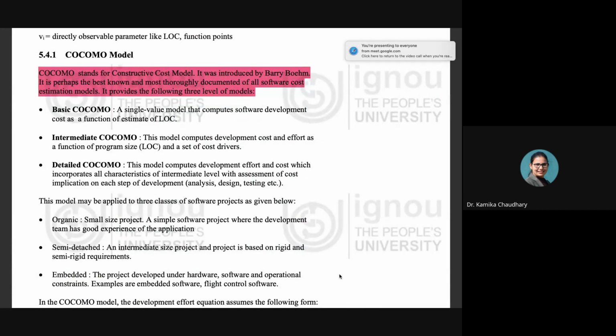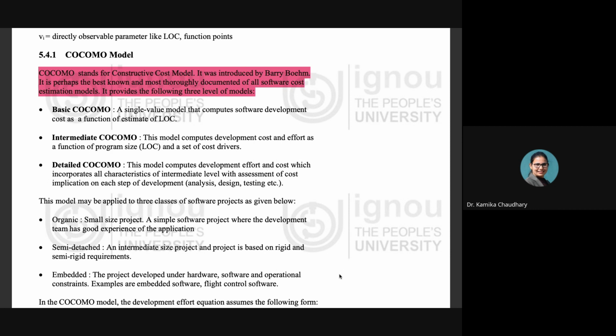So, discussing these levels of the COCOMO model, what happens in the case of the basic COCOMO model? In this case, it is a single value model that computes the software development cost as a function of the estimate of LOC only. The estimate of the cost is made on the basis of the estimate of your LOC, or the lines of code, only. It just computes the software development cost on the basis of the lines of code present in your software. That is what is considered in the basic COCOMO model. So it is focusing on the lines of code.